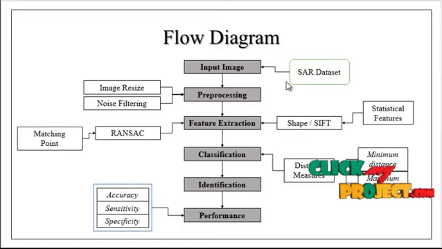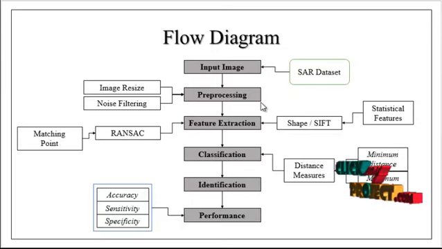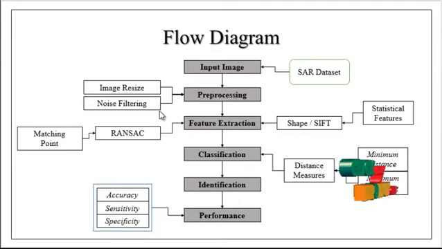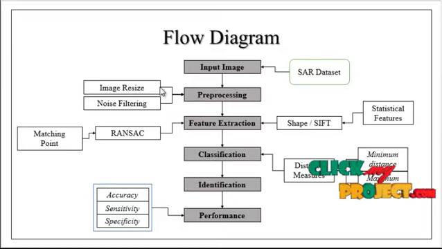After getting the image from the dataset, we move to the second stage of the project, that is the preprocessing. In this preprocessing, we have two kinds of steps. One is the image resize, and the other one is the noise filtering. Image resize is done to resize the image into 256 cross 256, which means the number of rows will be 256 and the number of columns will be 256. The purpose of resize is to reduce the dimension and maintain the optimum resolution.